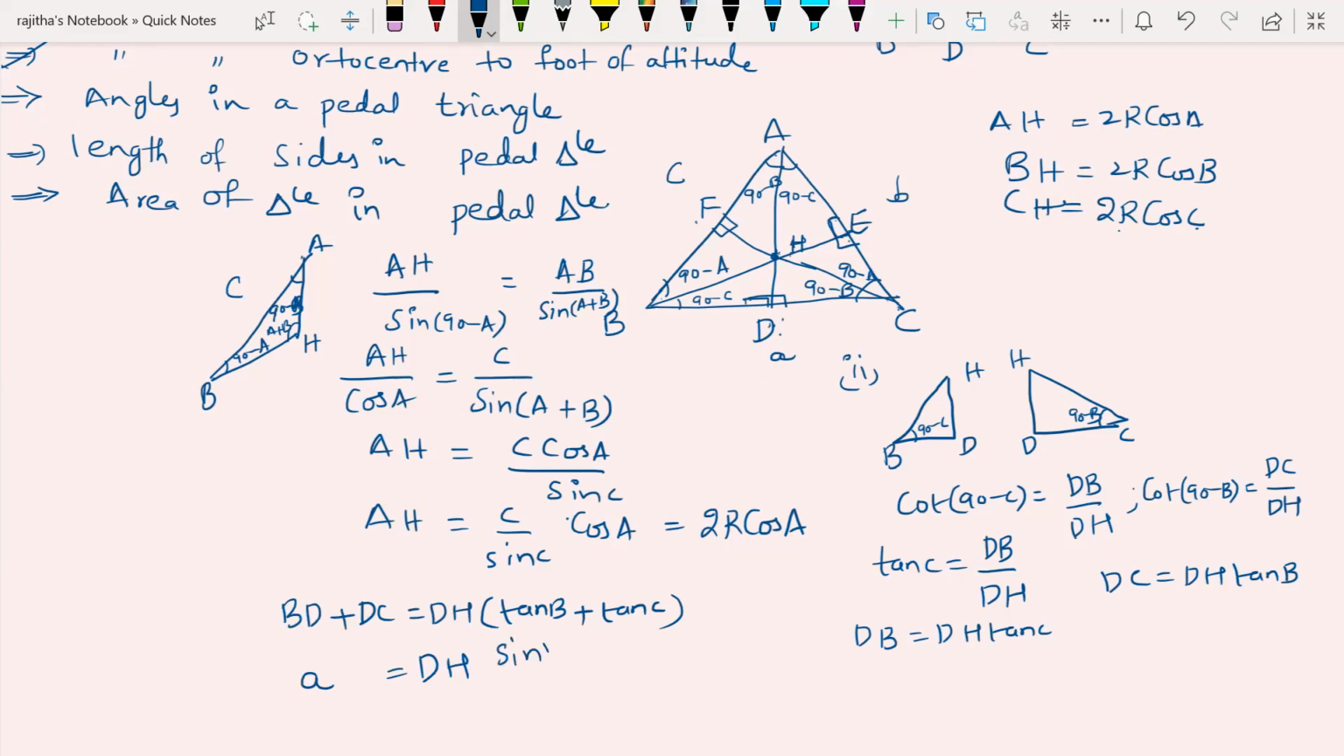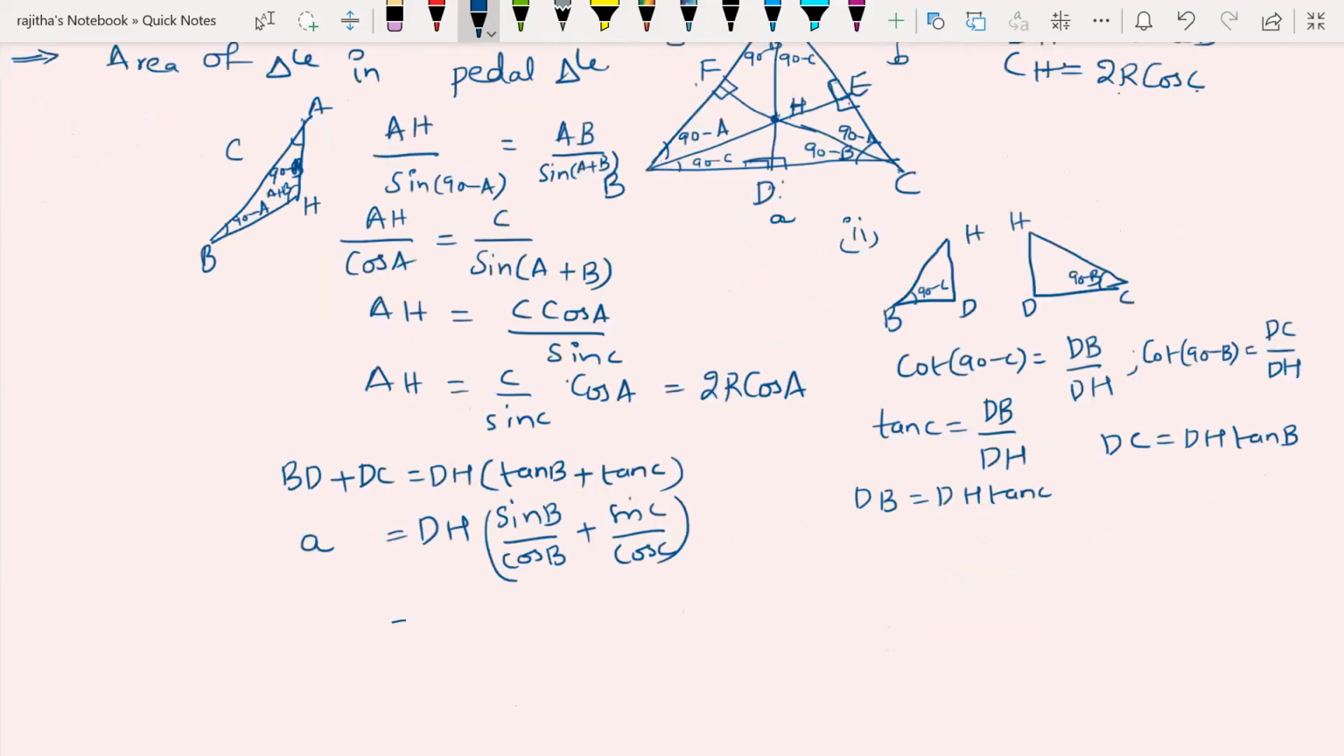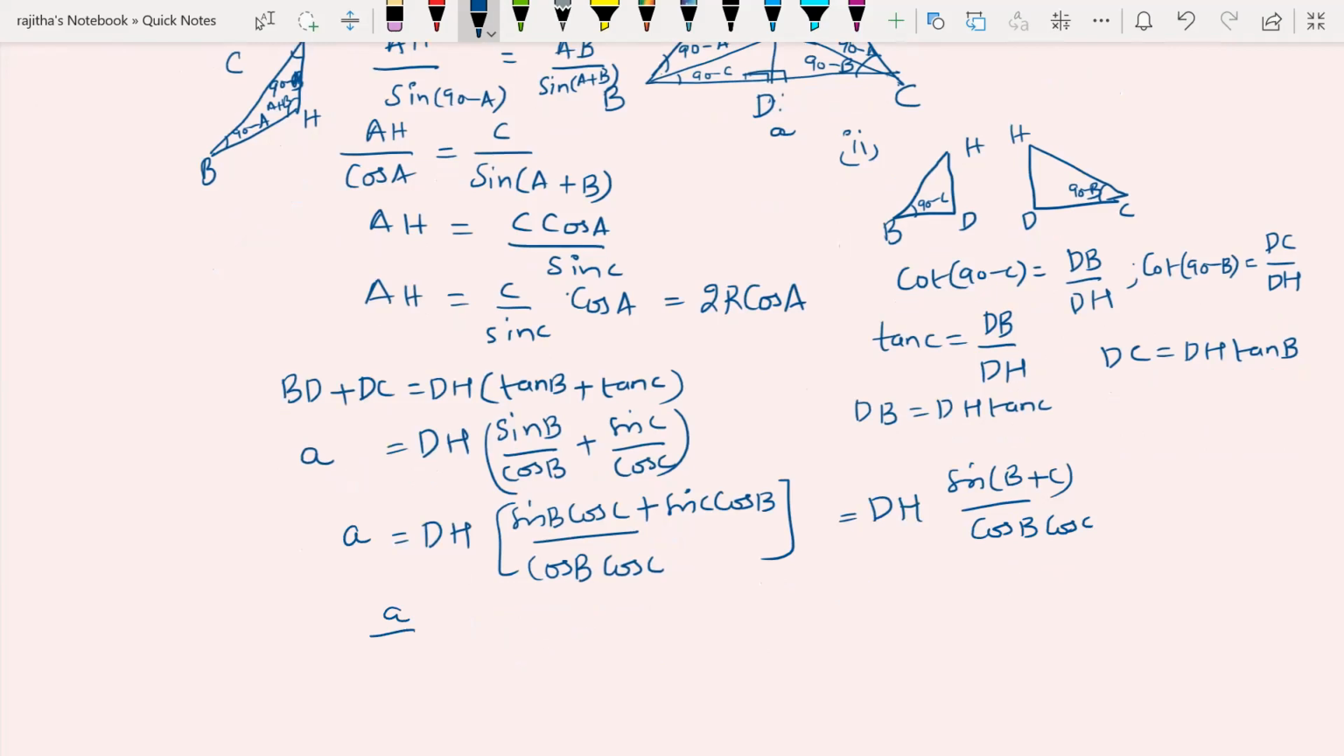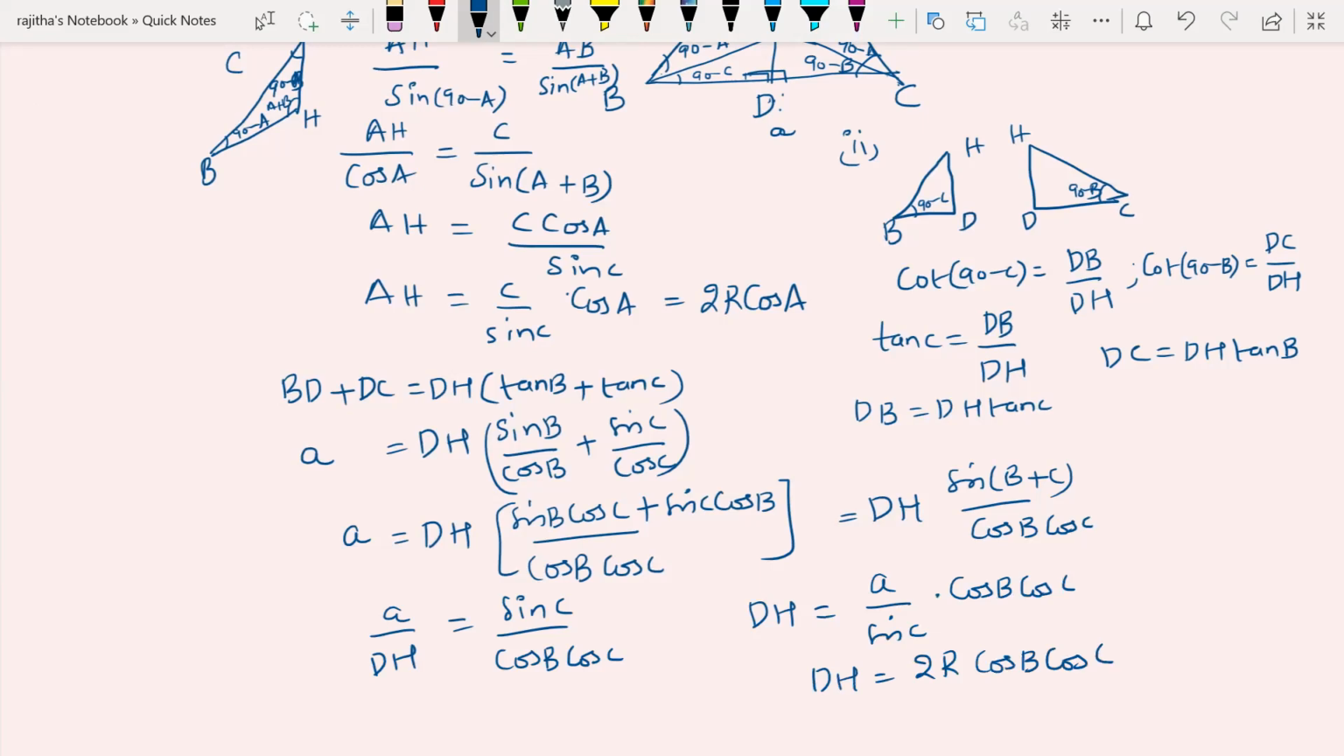Tan B, I can write sin B by cos B, plus sin C by cos C. Take the LCM, cos B cos C. DH times (sin B cos C plus sin C cos B) by cos B cos C. That is equal to DH times sin of B plus C by cos B cos C. So a by DH is equal to sin of B plus C, which is nothing but sin A, by cos B cos C. So DH is a by sin A into cos B cos C. a by sin A is nothing but 2R. DH is 2R cos B cos C.